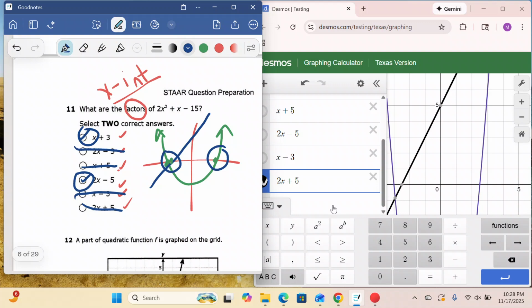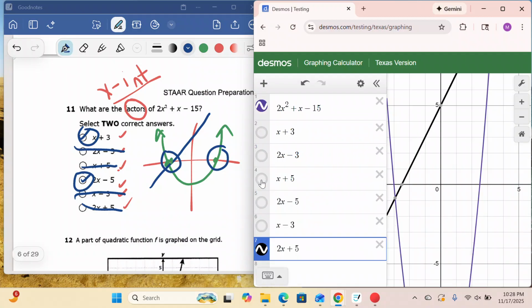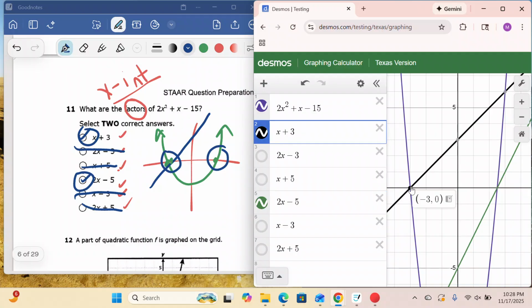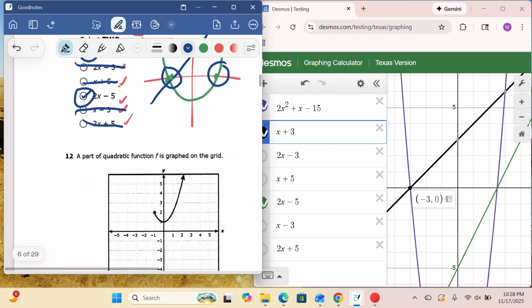And in order for them to be factors, they got to pass straight through the x-intercept because that is a solution. So I want to check it to make sure I checked off the right one. I checked off 2x minus 5, so I'm going to click on it. Yes, it does. It passes straight through my x-intercept. Right there at 2.5, and I'm going to check my first one because that is another one. It passes straight through my other intercept, which is right here at negative 3, 0. So once again, those are the factors.